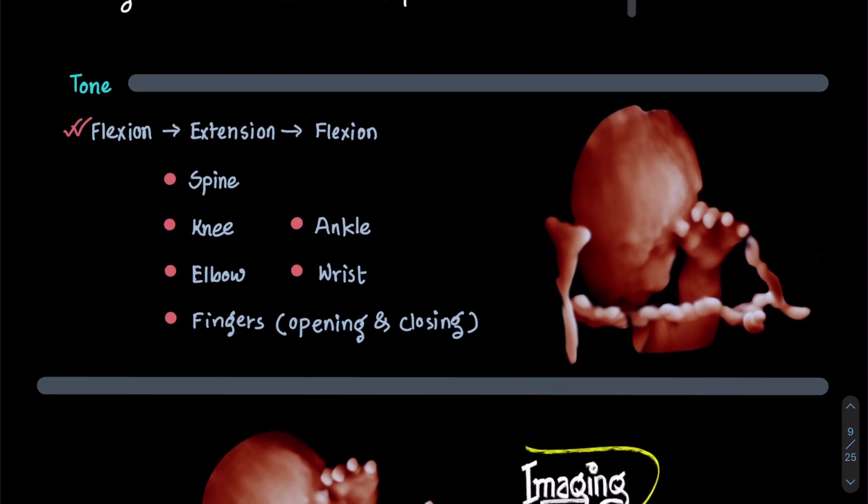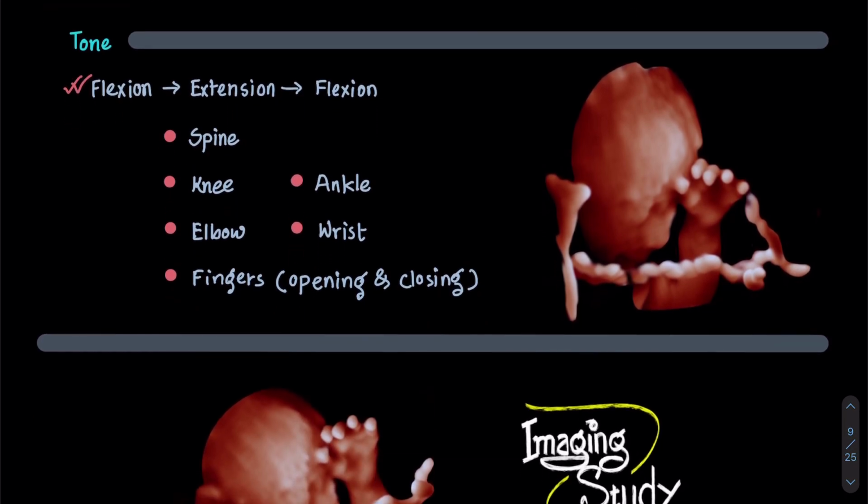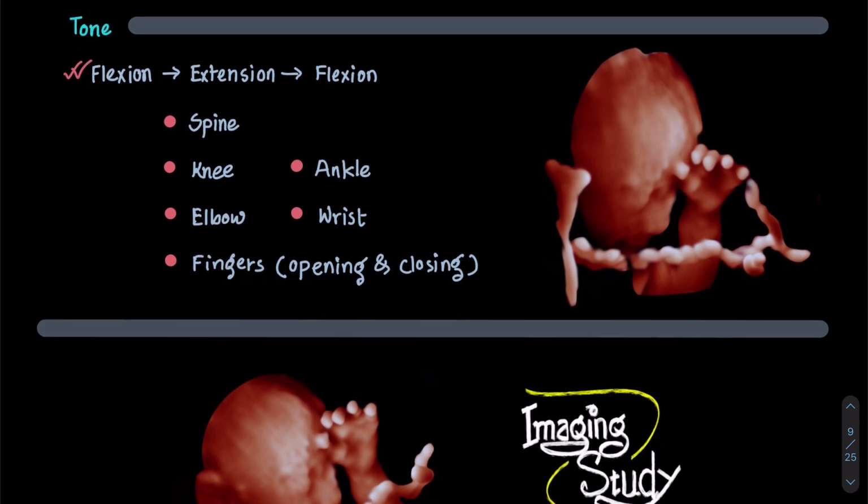Sometimes 3D 4D ultrasound may help see tone. Remember that to see tone, amniotic fluid plays an important role. So oligohydramnios may cause an inappropriate result. We will try to apply some tricks to get rid of this problem.